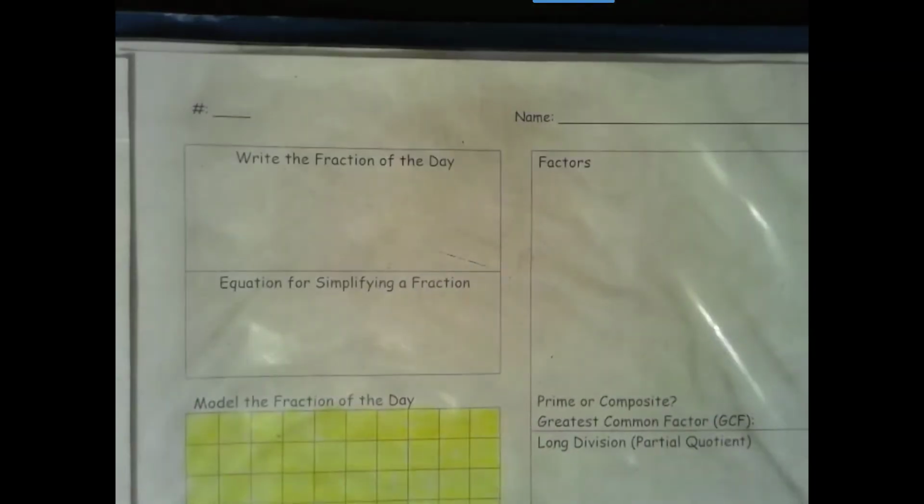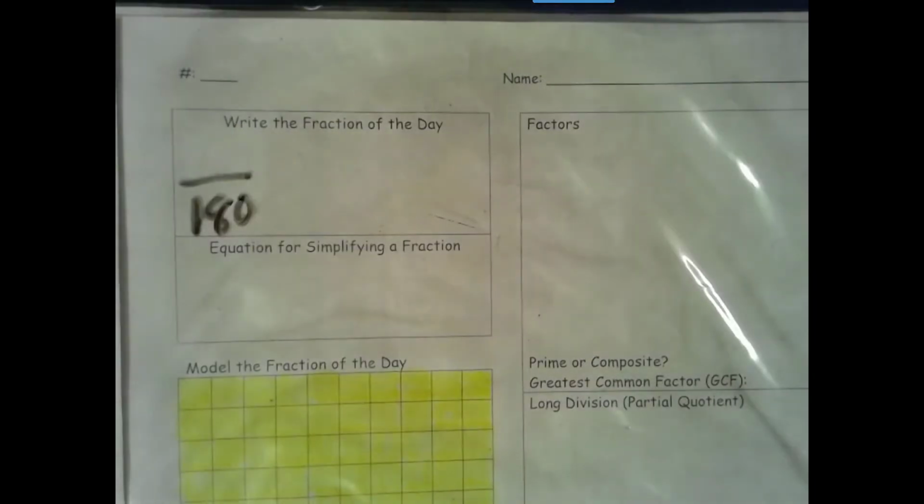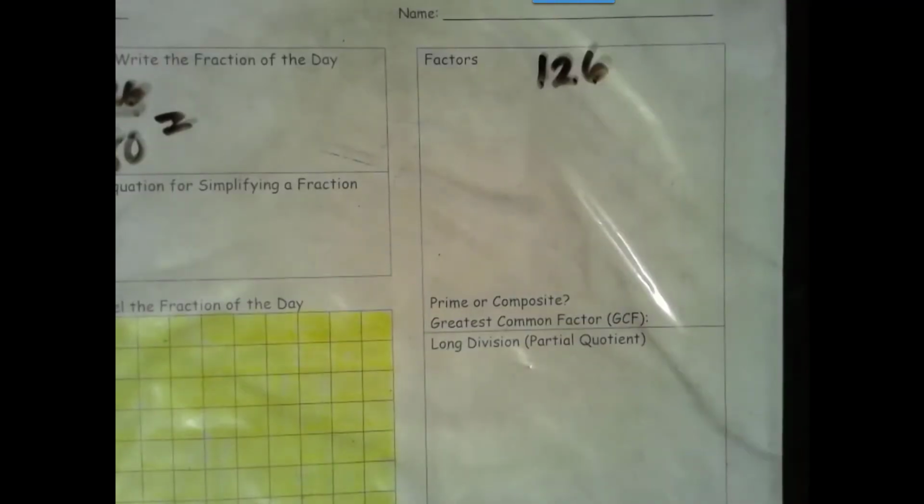Let's go ahead and get our beginning fraction down. We have a total of 180 school days, and we are on day 126. So let's find our factors for our numerator, 126.